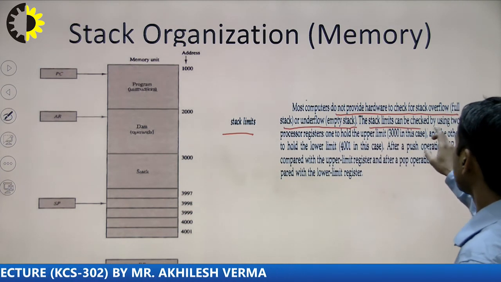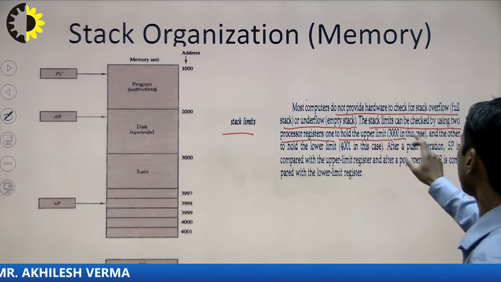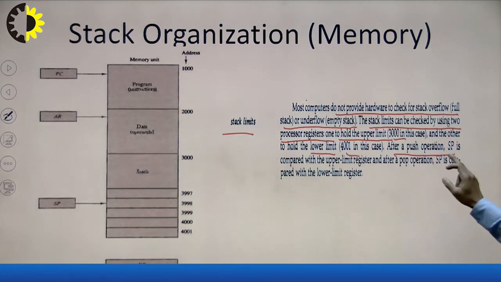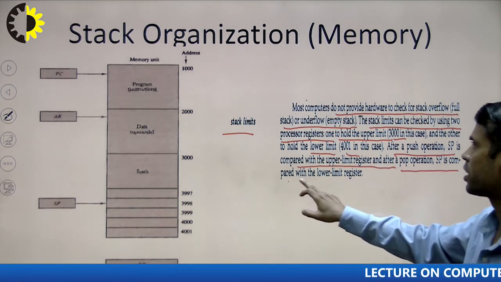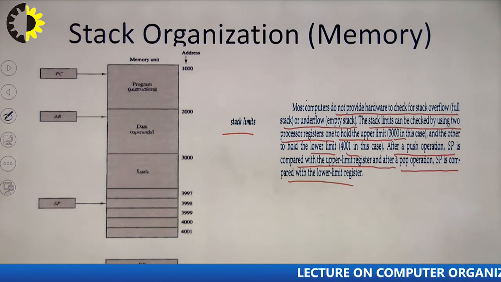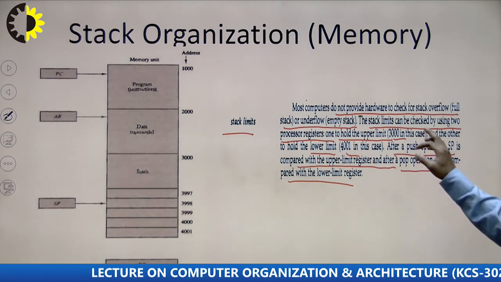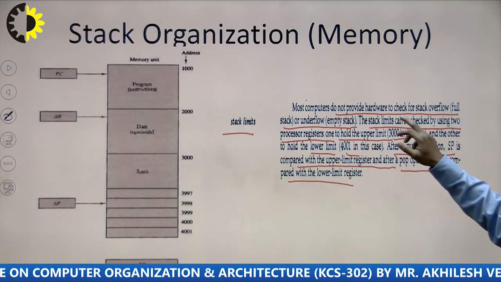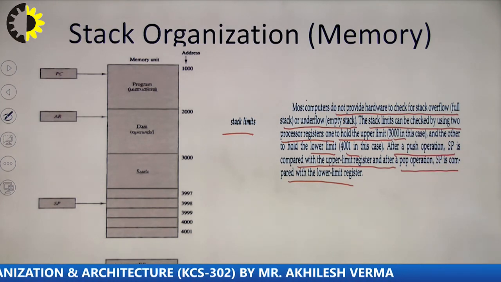stack. The stack limit can be checked by using processor registers, one to hold the upper limit 3000, the other to hold the lower limit 4001 in this case. After the push operation, SP is compared with the upper limit register, and after pop, SP is compared with the lower limit register. In this way we can take care of the stack, whether it is full or empty, using the upper limit and the lower limit, and microcomputer hardware has these particular overflow and underflow checking registers.